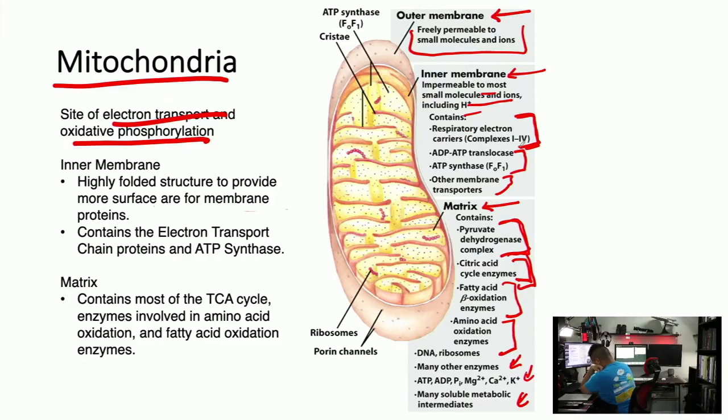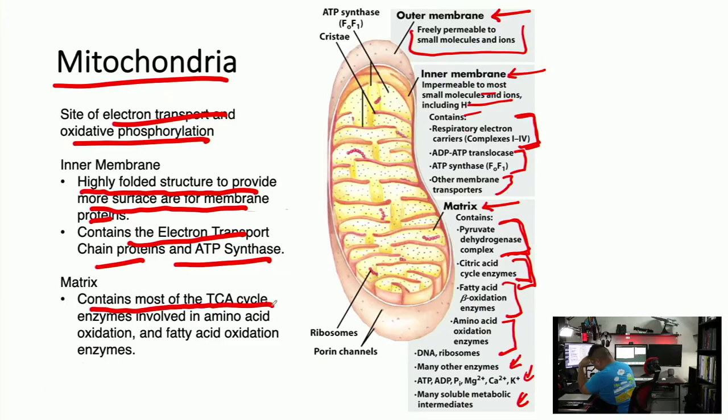So just a quick review. The inner membrane is a highly folded structure to provide more surface area for membrane proteins, and it contains the electron transport chain proteins and the ATP synthase. The matrix contains most of the TCA cycle enzymes and the amino acid oxidation and fatty acid oxidation enzymes too. So know where all these things are located.